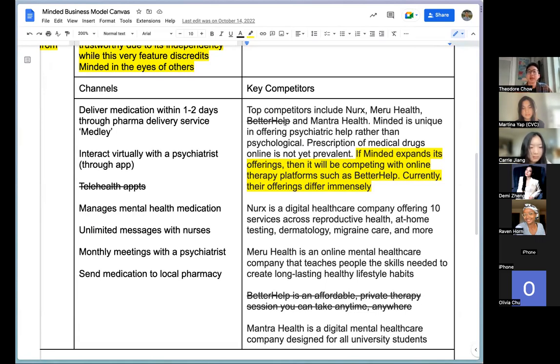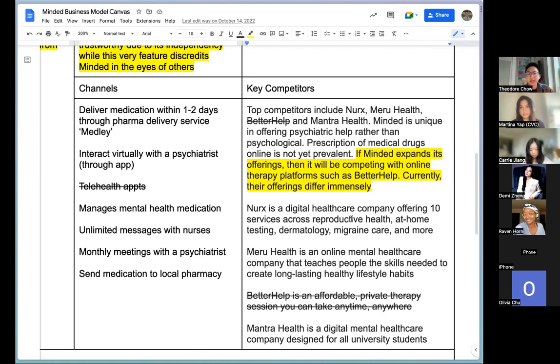So the top competitors include companies like Nurx, Muro Health, and Mentor Health. What's unique about Minded is that it offers psychiatric help rather than psychological. So basically, they're not trying to give you therapy. They're trying to diagnose you with the disorder and then give you the prescription drugs necessary, right? Obviously they could expand their offering to include things like therapy, like BetterHelp, but their offerings are focused on prescription drug delivery, which is very different.